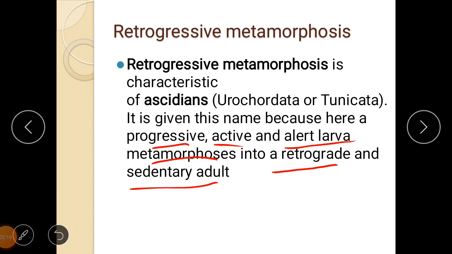Why do we use the term retrogressive? Retro, you may have heard retro songs, means old songs, right? Exactly, in the case of Ascidian tadpole, from advanced, as they become adult, they show old characters, which you could say are non-chordate characters. That's why we characterize it as retrogressive. From a progressive, active, alert stage to a retrograde, sedentary adult, from motile to non-motile form, they undergo certain change, which we call retrogressive.